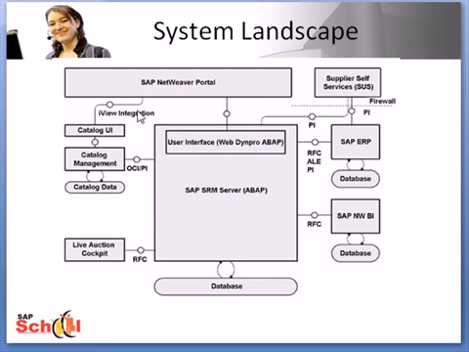So this is the system landscape. In the middle is the SRM server, and then you have different components. So let's take a quick look starting from here. This is your BW/BI, where all the reporting is done. So through RFC, the data from the SRM server goes into BI. BI has its own database and is used for reporting.